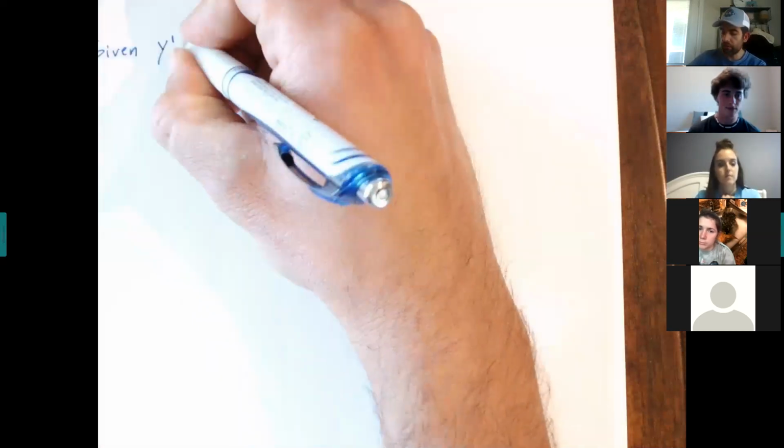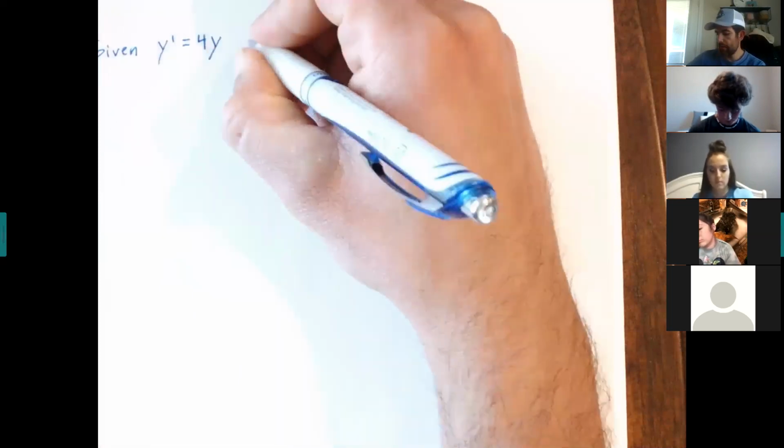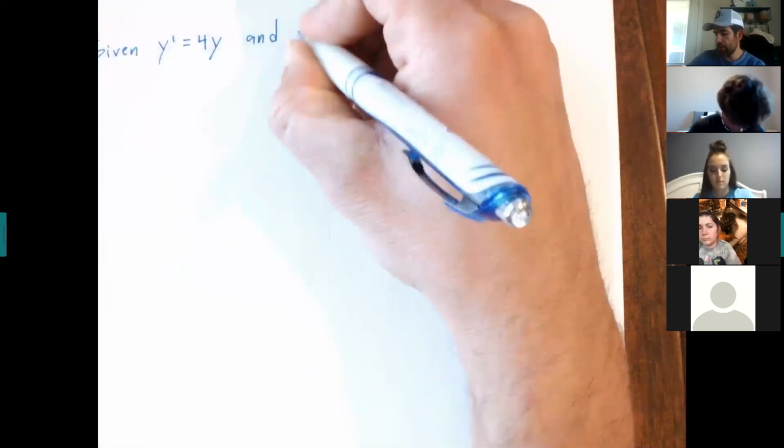Given that y prime is equal to 4y and y of 0 is 1.